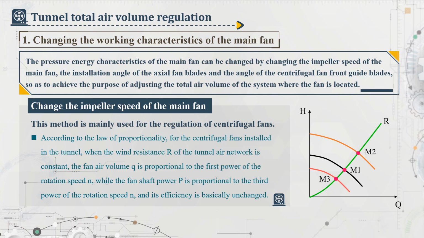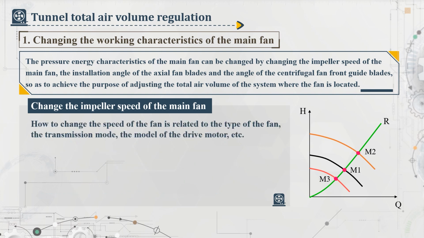According to the law of proportionality for the centrifugal fans installed in the tunnel, when the wind resistance R of the tunnel air network is constant, the fan air volume Q is proportional to the first power of the rotation speed N, while the fan shaft power P is proportional to the third power of the rotation speed N, and its efficiency is basically unchanged.